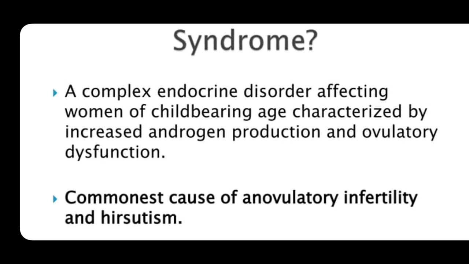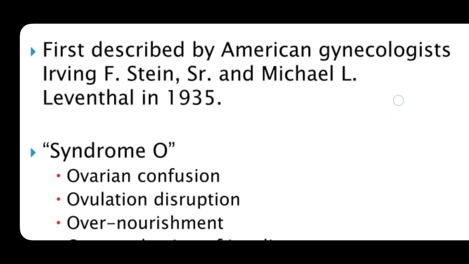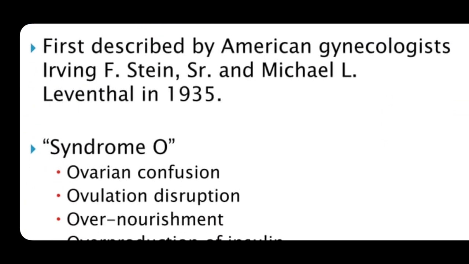There are so many causes of infertility, but regarding anovulatory infertility, PCOS is the most common cause. And also there are so many causes of hirsutism, but regarding reproductive age people, PCOS is the most common cause of hirsutism. It was first described by American gynecologists.